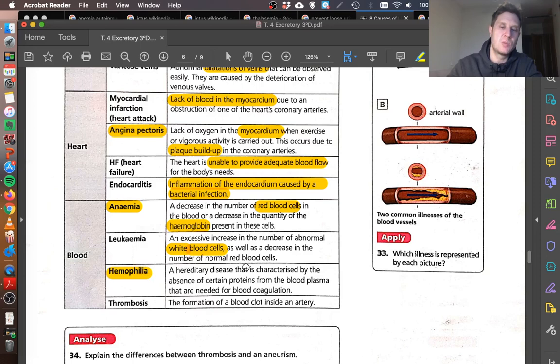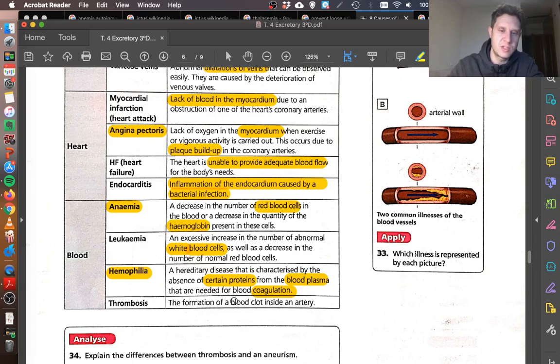Hemophilia means that we have a lack of certain proteins in the blood plasma that are not helping the blood to coagulate. So you can die from a wound. Yes, and you can lose a lot of blood, and that's a problem, of course.